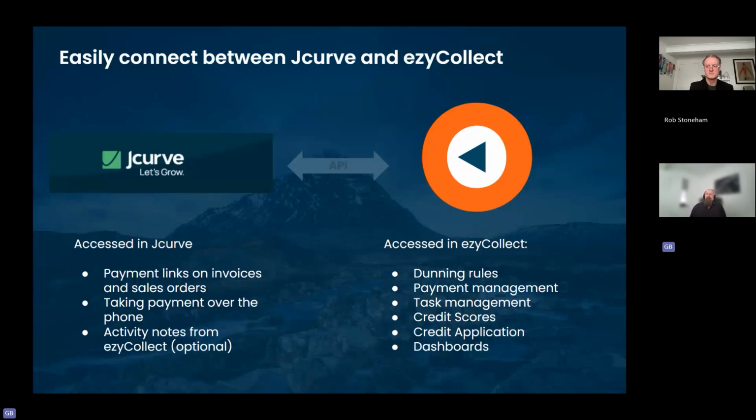And so what we do in ezyCollect is we apply dunning rules, automated workflows, payment management, credit scores, credit applications, and dashboards, so you've got constant oversight. So ezyCollect becomes your debtors management system. And a lot of ERPs have great reporting in terms of aged payables and balances and what invoices are due, but they often lack subtlety and the ability to get the nuance around that to really get money in the bank faster.